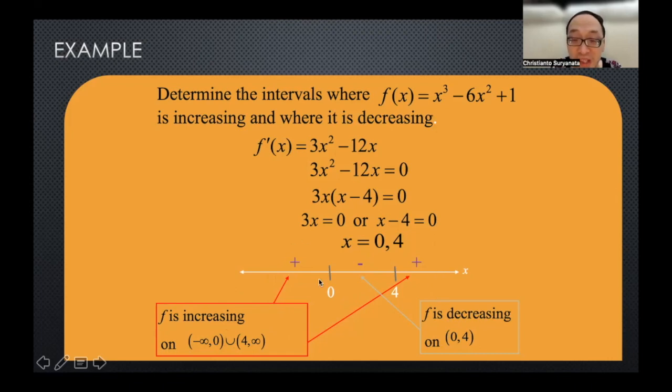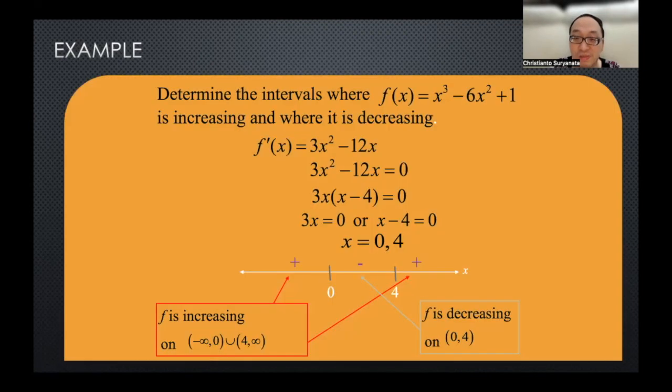So from here, we can check the increasing and decreasing function from the first derivative. If it is positive, it is an increasing function. And if it is negative, it is a decreasing function.